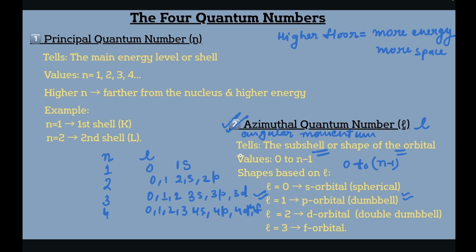The azimuthal quantum number L tells us which subshell the electron is in and the shape of the orbital in which it moves. The orbital angular momentum is the momentum an electron has due to its motion around the nucleus in an orbital, just like how the Earth moves around the Sun.